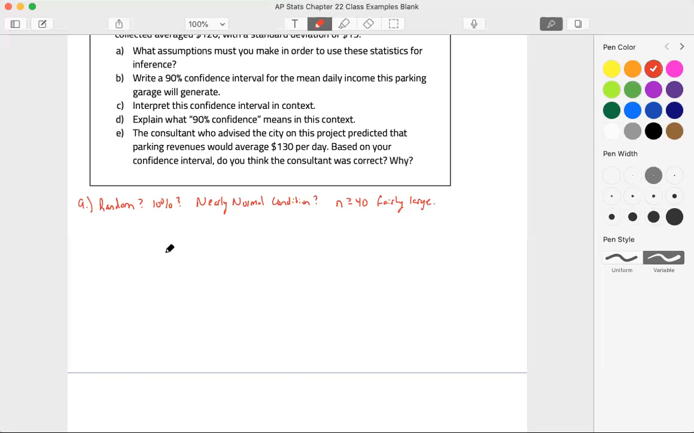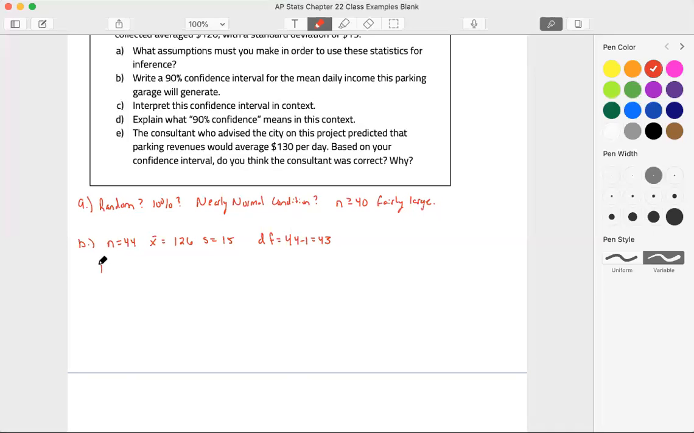So moving on here to part B, we are told our n is 44, our sample mean is going to be 126, and our sample standard deviation is $15. Now, if I wanted to calculate my degrees of freedom, it would be n minus 1, and that's how I get 43.